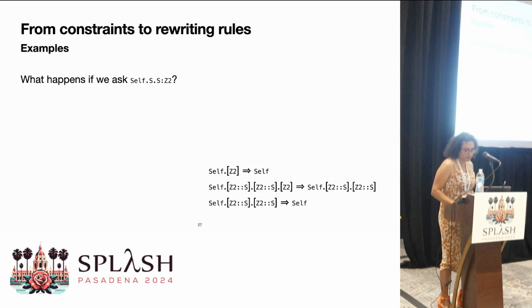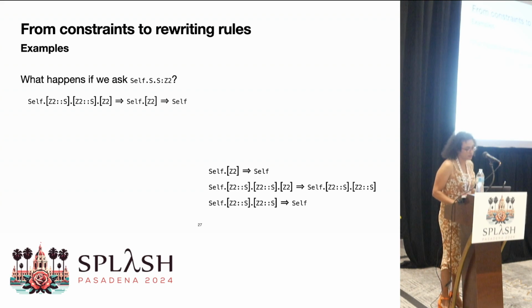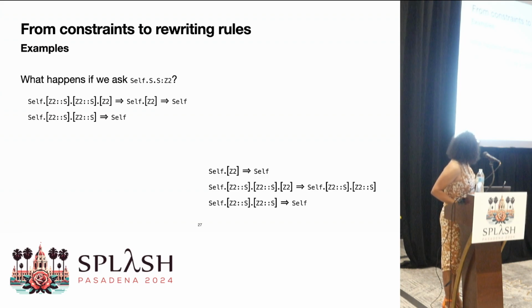What happens if we ask whether self.s.s does conform to Z2? Then in this case, we start with the term equivalent to the type suffixed by the trait, as the rule said. So we add this suffix. We rewrite this. We find a normal form. Then we do the same with the type without the suffix. And then we get, again, to the same normal form. So we can conclude that indeed self.s.s conforms to Z2. And we win again. So we're very close.